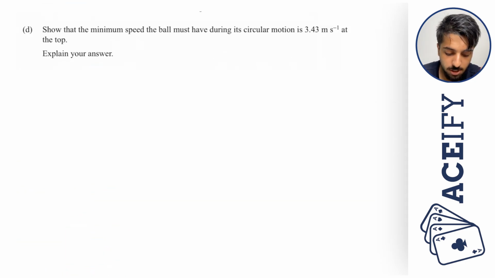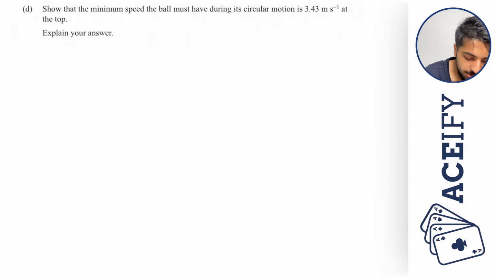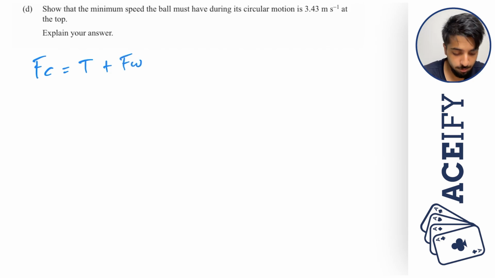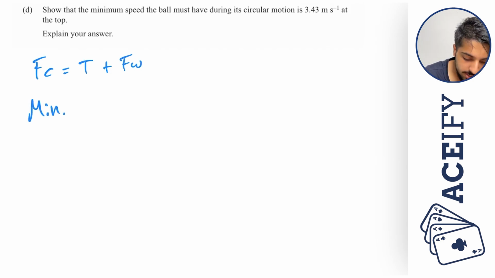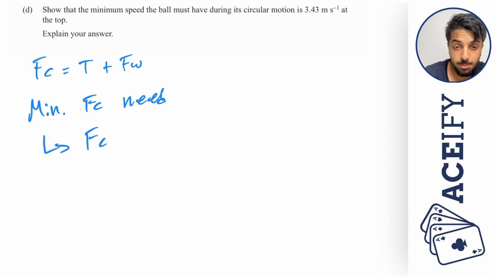Show that the minimum speed the ball must have during the circular motion is 3.43 meters per second at the top. Explain your answer. Okay, so again, I went over this concept in my circular motion video. At the top of the circle, as we explained up here, this is where our FC is equal to the tension force plus the weight force. And therefore, we can say that the minimum FC needed is when the entire centripetal force is provided by the weight force. And so tension is equal to 0.